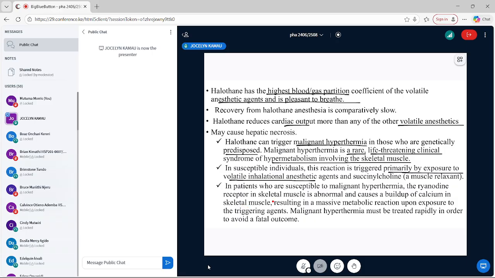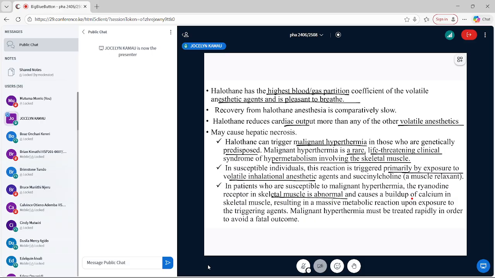the ryanodine receptor in the skeletal muscle is abnormal. So they have that receptor which is abnormal, and this receptor is a calcium ion gated channel responsible for releasing calcium during contraction and relaxation. So when you have an abnormal one, it releases a lot of calcium and therefore causes excessive muscle activity, and in that you get what you call malignant hyperthermia.